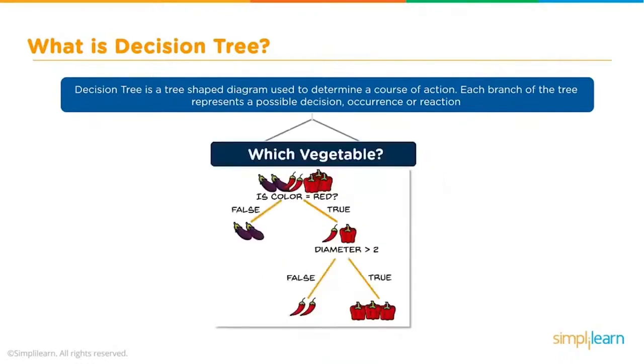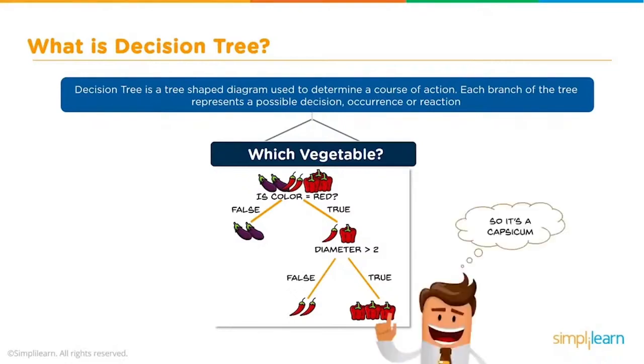So we have this group of vegetables in here, and we can start off by asking a simple question: is it red? If it's not, then it's going to be the purple fruit to the left, probably an eggplant. If it's true, it's going to be one of the red fruits. Is the diameter greater than 2? If false, it's going to be what looks to be a red chili. And if it's true, it's going to be a bell pepper from the capsicum family. So it's a capsicum.